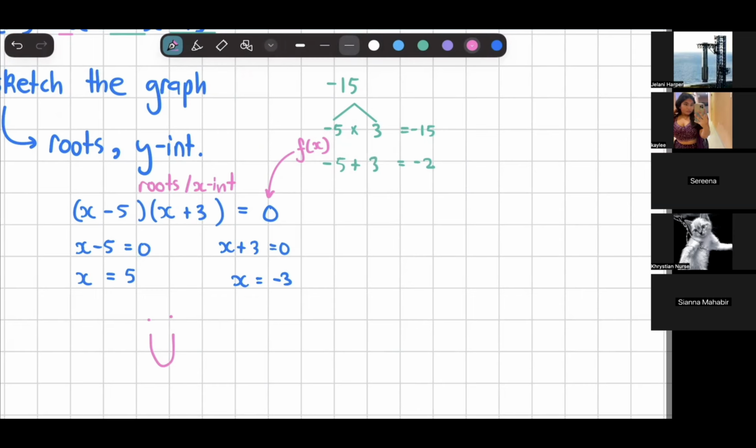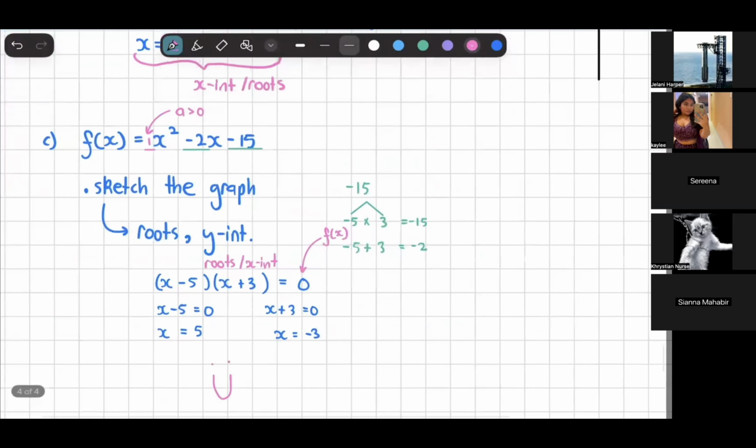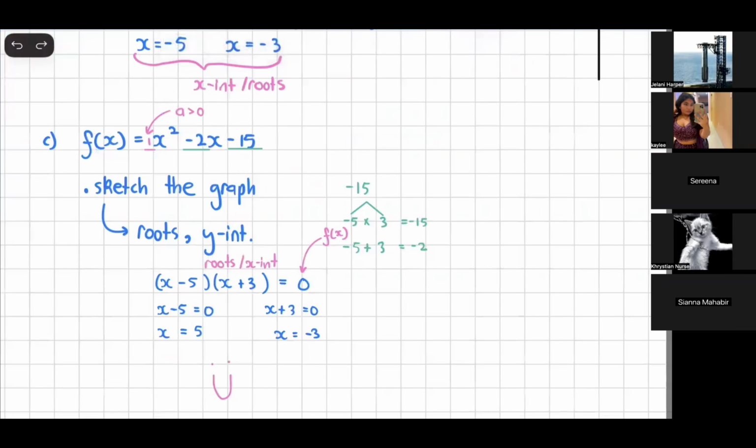The y-intercept. Perfect. And the y-intercept is simply given by what value over here? -15, which is c in the equation. Exactly. But see, Sienna, do you know why? Because c is the y-intercept in the equation. Right, but you know why though?